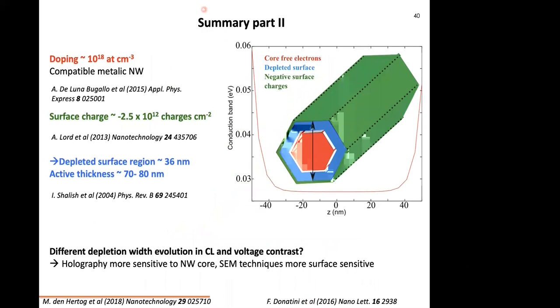So to wrap up this last part, this nanowire has a doping around 10^18 atoms per centimeter cube, which is compatible with the metallic nanowire. We find a surface charge of minus 2.5 10^12 charges per centimeter square, which is compatible with this paper in Nanotechnology. And in this nanowire, it gives us a depleted surface region of around 36 nanometers, which leaves an active thickness of 70 to 80 nanometers. And these values are compatible with optical measurements in literature and also with the strength of our phase signal. And yes, holography did give us different values for depletion than SEM techniques. So this was published in this Nanotechnology paper.